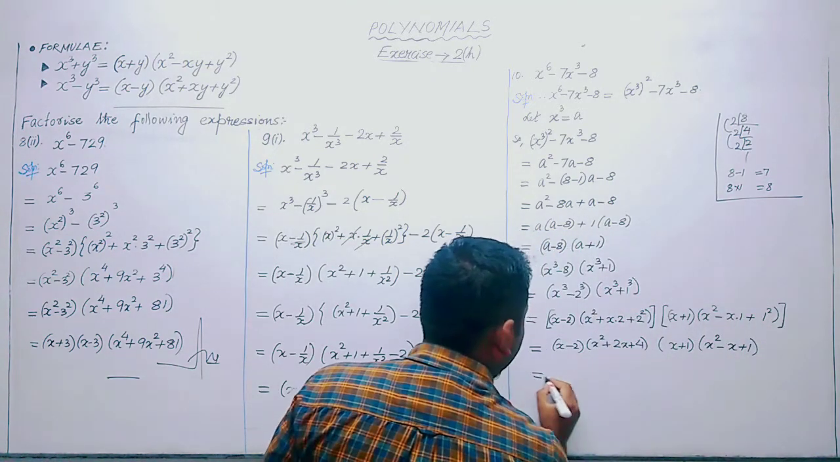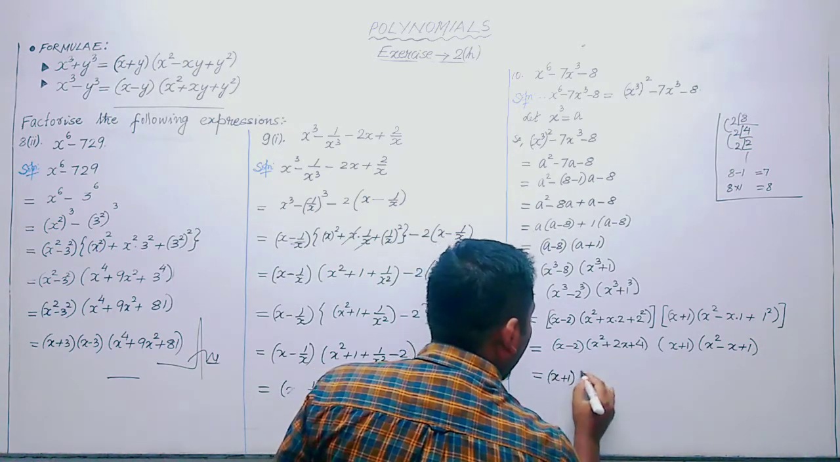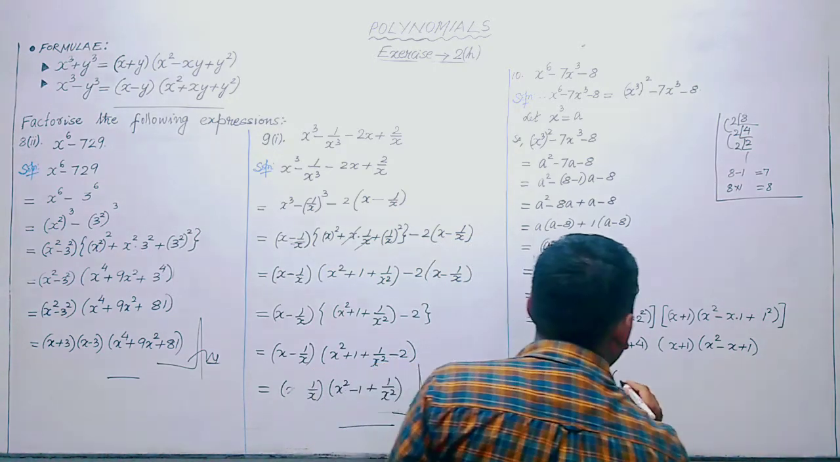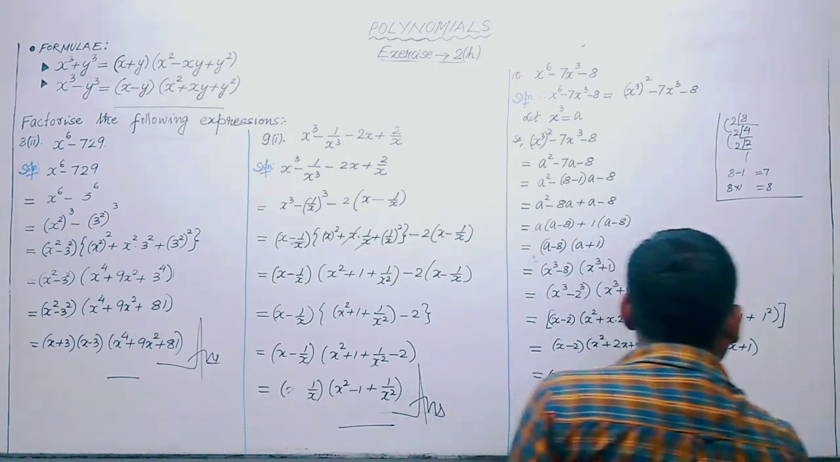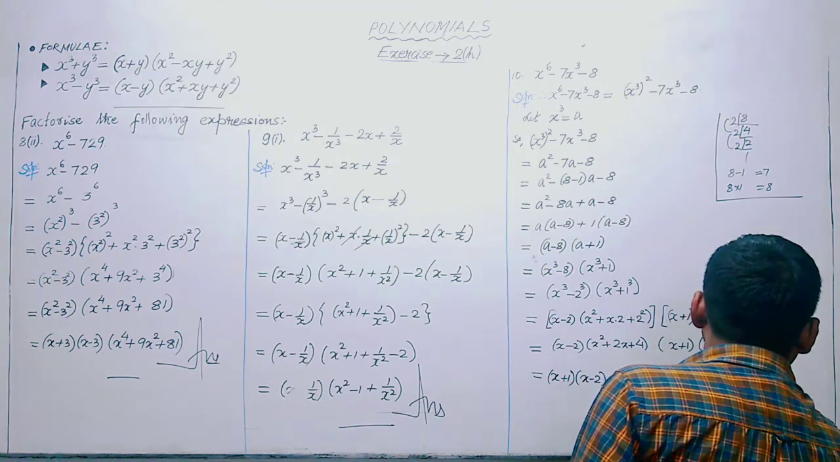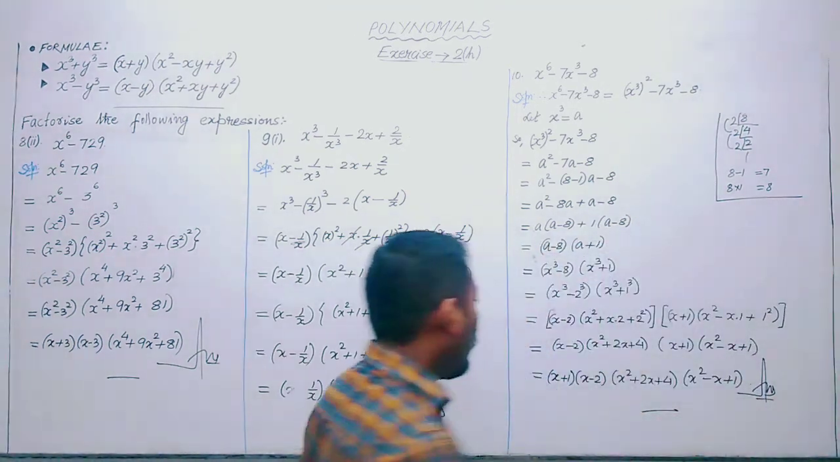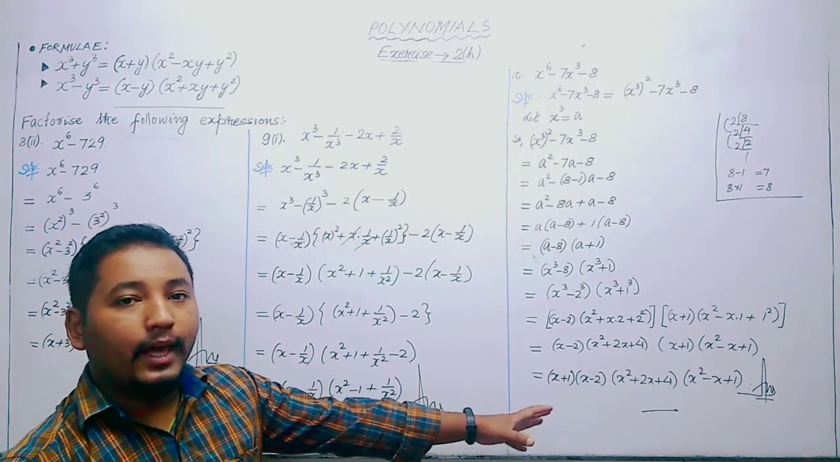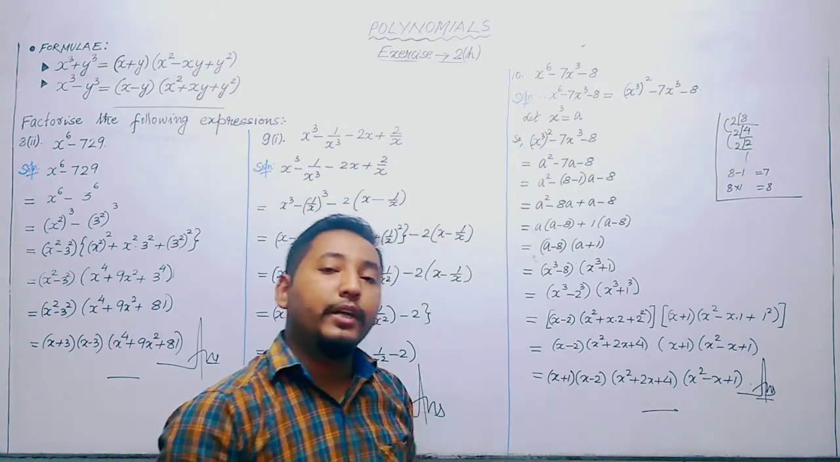Now, I write down like this: x plus 1, x minus 2, x square plus 2x plus 4, and x square minus x plus 1. So, this is how we express the given algebraic expression as a product of factors.